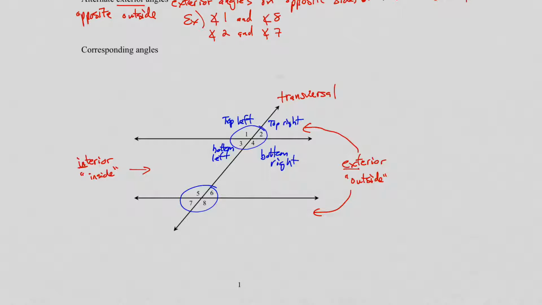So that would be top left and top left, 1 and 5, those are called corresponding. They correspond to each other. They're both in the top left position. Another example would be bottom right. Bottom right would be 4, and bottom right over here would be 8, so on and so forth, okay?